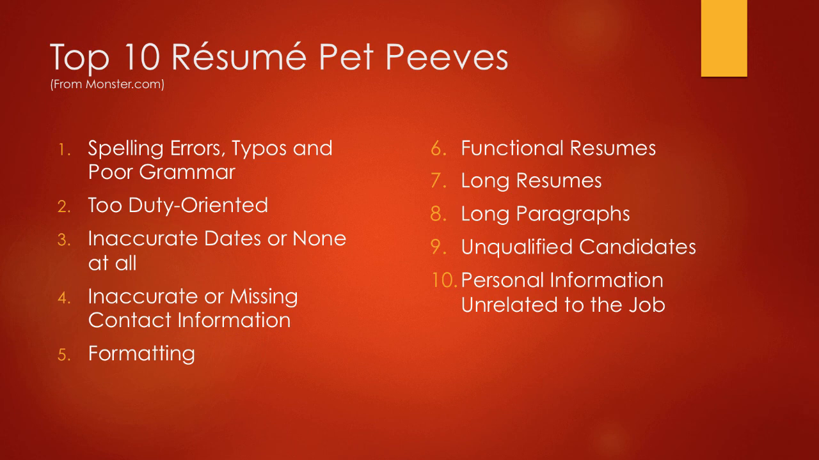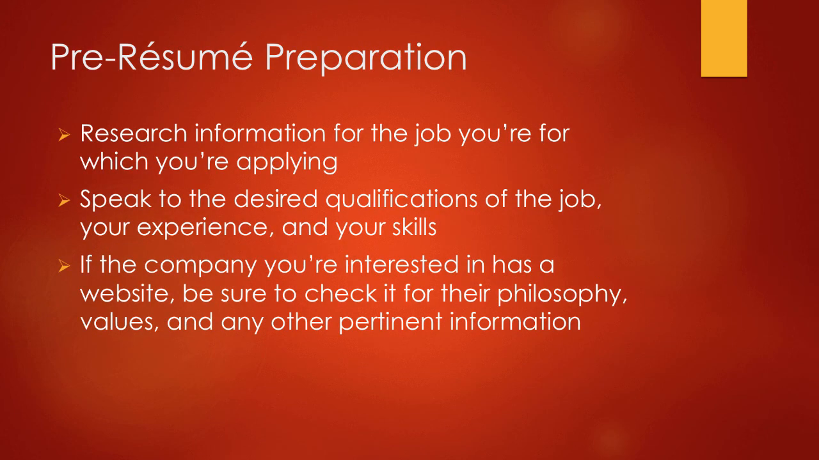Number 10, personal information unrelated to the job. Here's the thing that you should use as a rubric for what to add to your resume. Will the person reading it read it and think, wow, this is applicable to the position that I'm hiring? If the answer to that is no, then you should not include your personal hobby of knitting. Okay. If you work at a knitting store, then maybe that's appropriate.